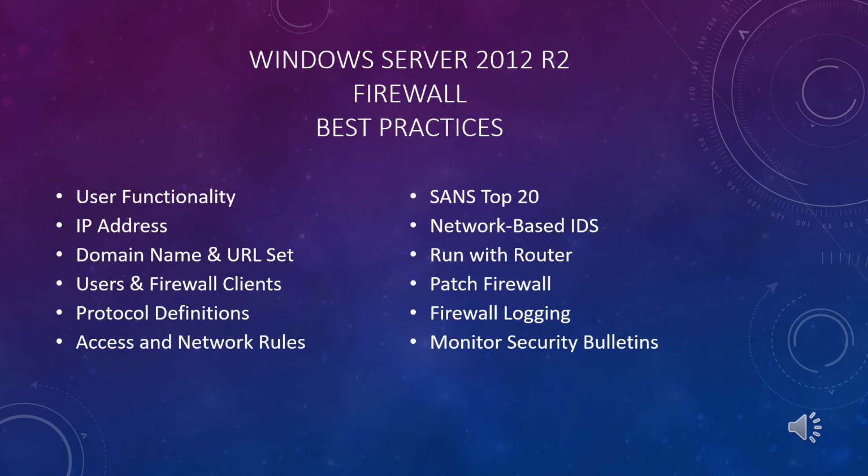More Windows Firewall best practices include unauthorized user and user set functionality should be set. It should include the use of the IP address. Domain name and URL set should be fully qualified. Users and firewall clients should be given boundaries. Protocol definitions should not overlap one another. This may cause a little confusion within the system if it does. Access and network rules should be written based on their purpose for communicating between one another.